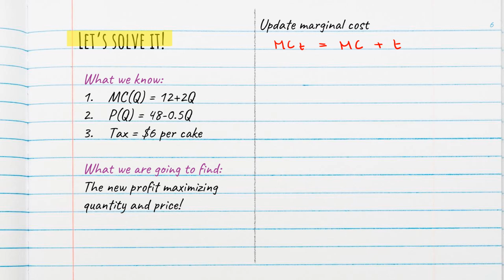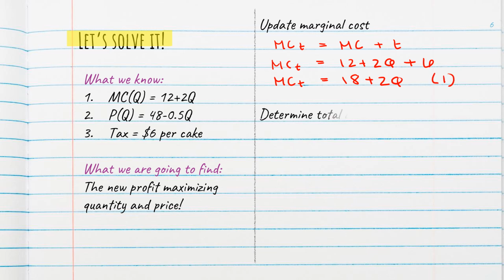So applying what we know, we get that the marginal cost under the tax is equal to 12 plus 2Q plus 6. Combining the 12 and the 6, we get our final form. Marginal cost under the tax is 18 plus 2Q. I'm going to call that equation 1.